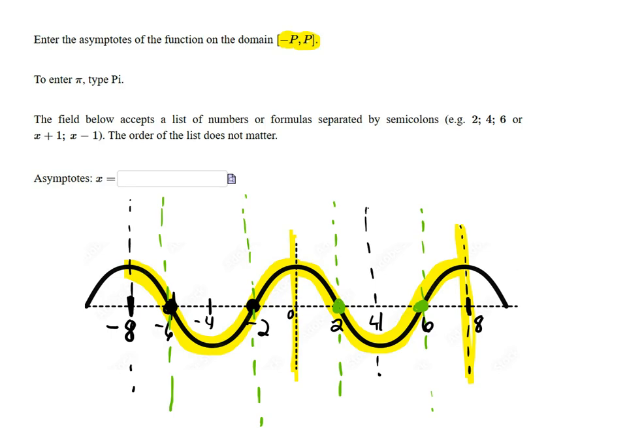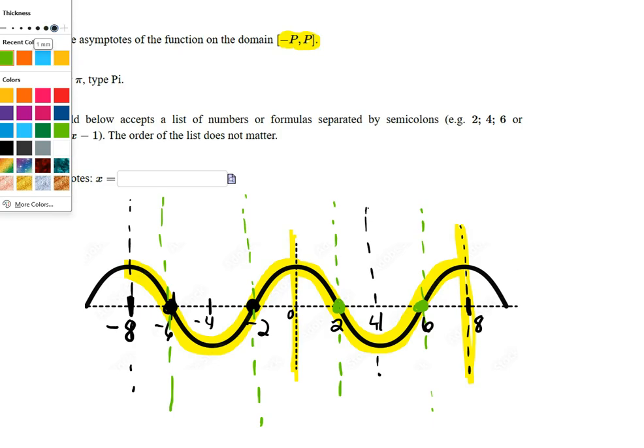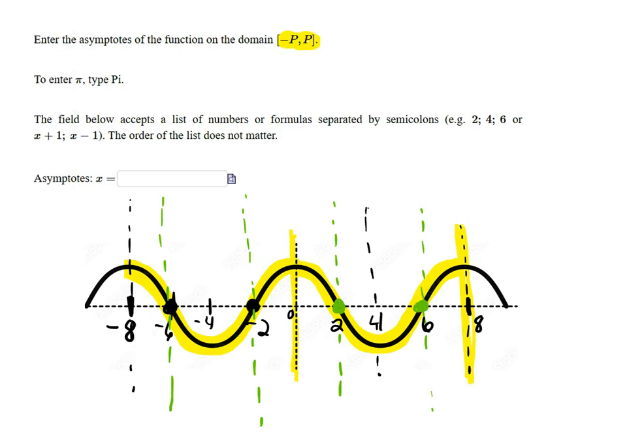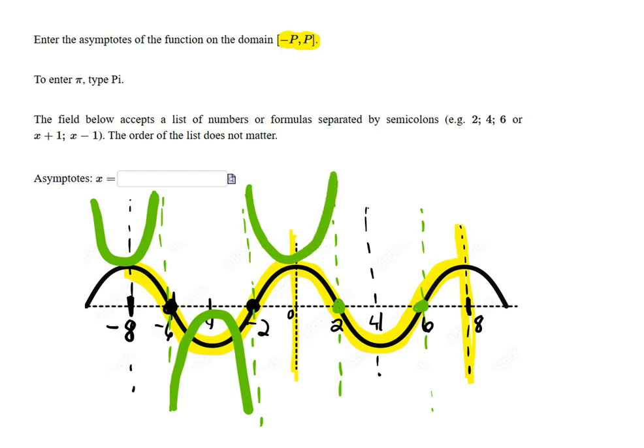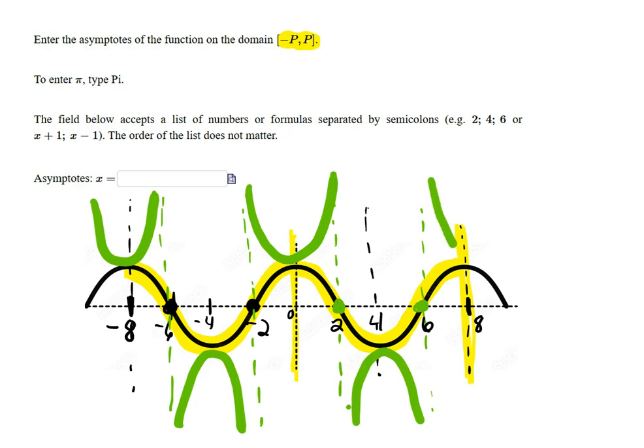If this was the function, I'm going to make this bigger. For the secant function, it's going to look like this, and this, and this. Oh shoot, I made this one the wrong way. It's supposed to be down here, sorry. Go like that and like that and then like that. So the green is the secant function.